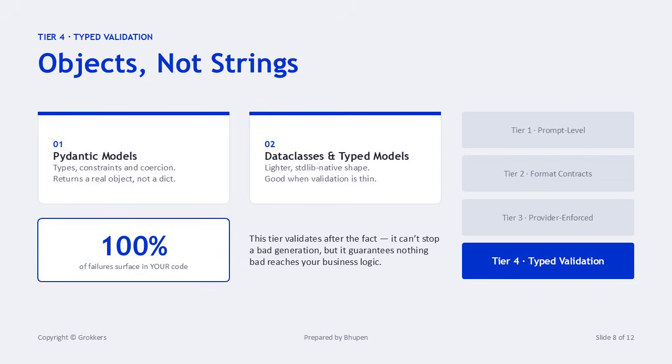Then, look at the callout. Every failure this tier catches surfaces inside your code at a line number with a stack trace, not 3 services downstream at 2 in the morning. And be clear-eyed about the limitation on the right. Validation happens after generation, so it can't prevent a bad output, only stop it from spreading. That's precisely why the strongest systems pair it with Tier 3 rather than choosing between them. Enforce during generation, then validate on arrival.